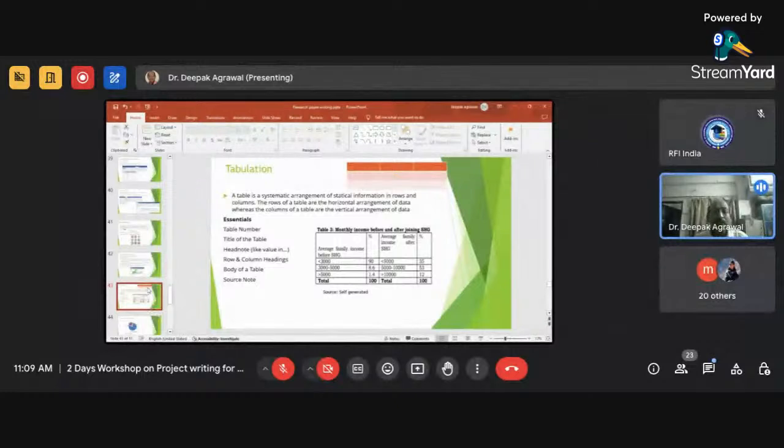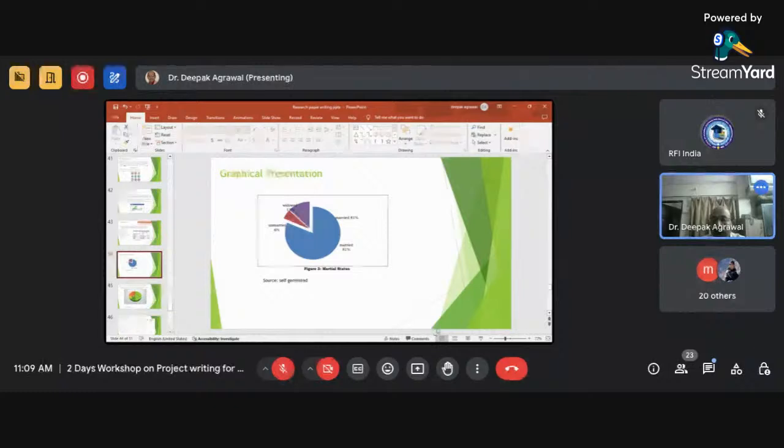There are specific formats for tabulation. I am only using the APA guidelines. It follows a specific format with a table number in numeric form, then the title. So it includes the table number, title, head note, row and column headings, body of the table, and the source note. Everything has been defined.